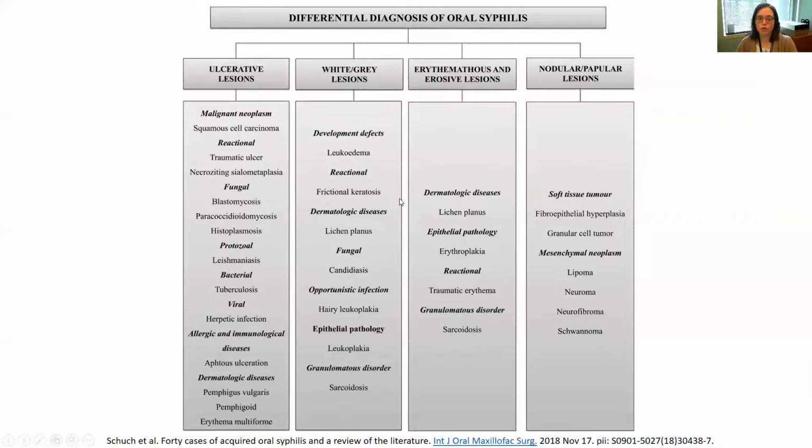And I won't go over this, but it's just to show you the whole host of differential diagnoses that these lesions can provoke when in the oral mucosa, and this is specifically for syphilis. Depending on the look of the lesion, whether it's ulcerated, erythematous, or nodular, this will trigger a whole host of differential diagnoses.